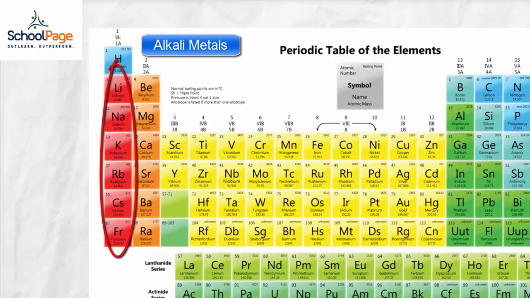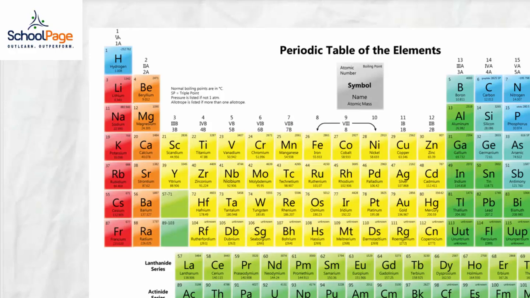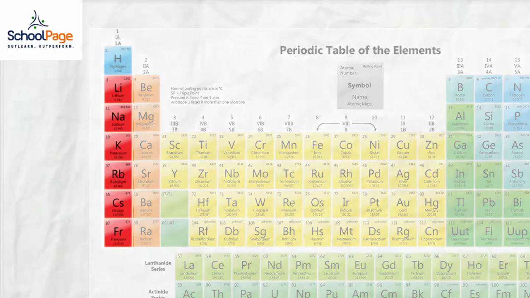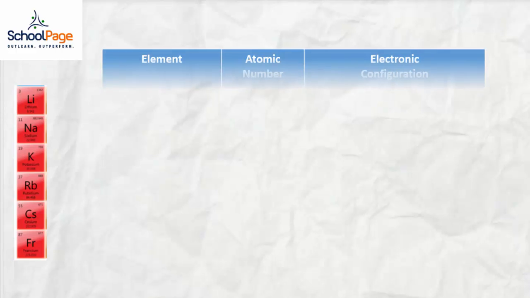Now, is there any specific reason for them to be called as alkali metals? Yes. The reason is that they form alkalis or strong bases when they react with water. That is the reason they are called as alkali metals. Alkali metals are known to be the most reactive elements of the periodic table. Now let us understand the reason for their high reactivity.